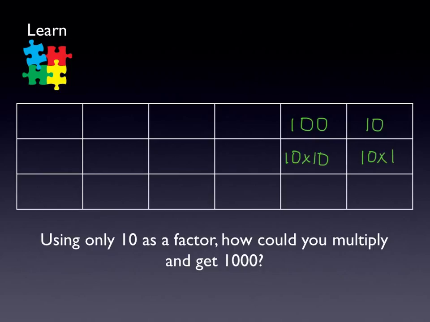Right, so if I use only 10 as a factor, how could I multiply to get to 1,000? If I know that 10 times 10 is 100, 100 times 10 is going to be 1,000. They said only use 10 as a factor. So I'm going to look at 10 times 10 times 10. Put that up here.